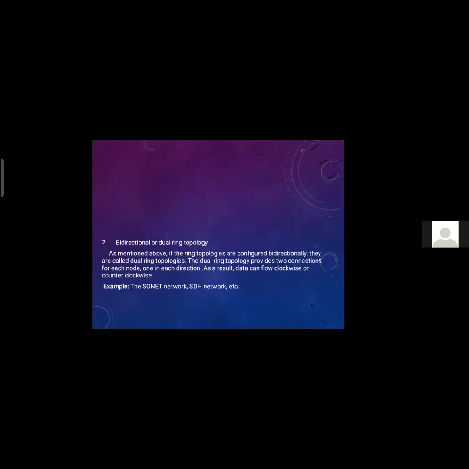And second is bidirectional or dual ring topology. As mentioned above, if the ring topologies are configured bidirectionally, they are called dual ring topologies. The ring topologies provide two connections for each node, one in each direction. As a result, data can flow clockwise or counterclockwise. Example, the SONET network, SDH network, etc.